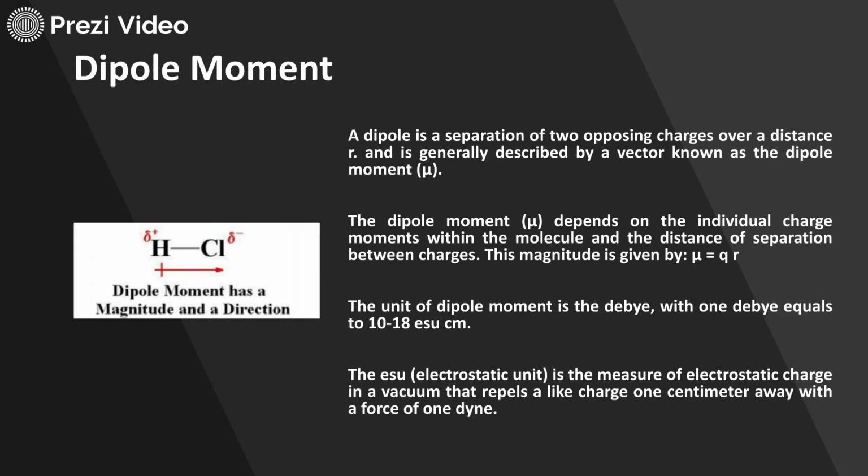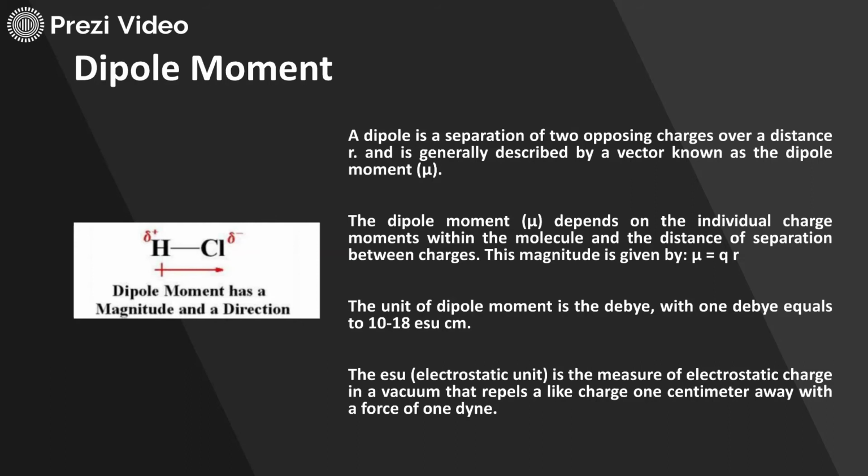It is represented by mu. So dipole moment is mu and it results in the polarization of the molecules so that the charge is developed at one end positive and on another end negative charge develops. Now this development of the dipole moment basically depends on the individual charge moments within the molecule as well. So the distance of the separation between two charges matters. So this is the equation. If you know the distance between two charges, like in this molecule hydrogen chloride, you can see the distance between H and Cl will be represented by R, and mu is your dipole moment.